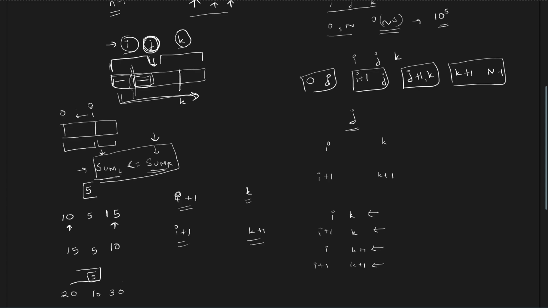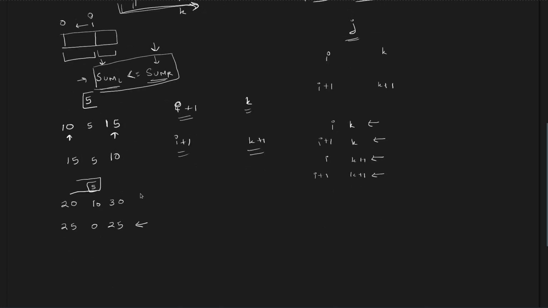I'll keep moving to the right while sum of left is less than equal to sum of right. Now, if I've got a condition like this where the sum of left subarray is 20, sum of right subarray is 30, right?